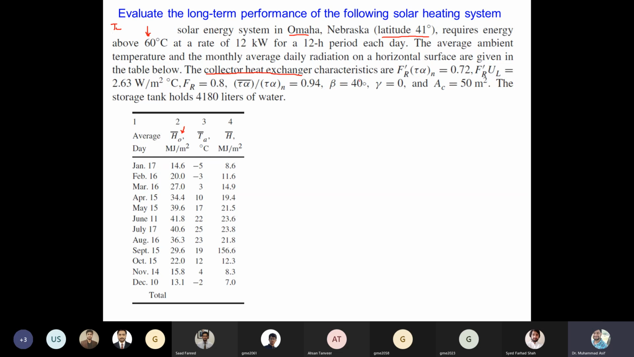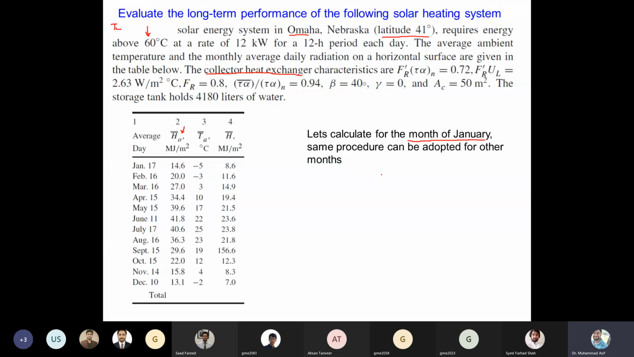Similarly, the value of beta, which is the tilt angle, right? Collector surface area is 50 meters square, and the storage tank holds 4,180 liters of water. So this data is normally given, right? Before you evaluate the performance of any solar heating system, you must have data related to that installed solar heating system.